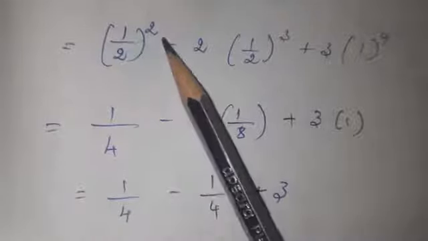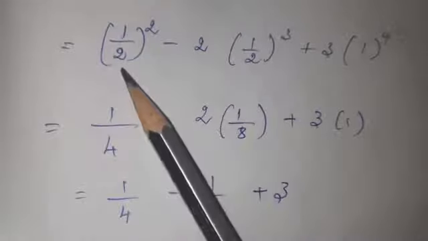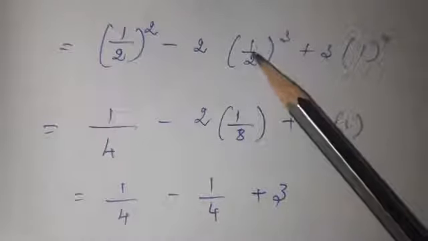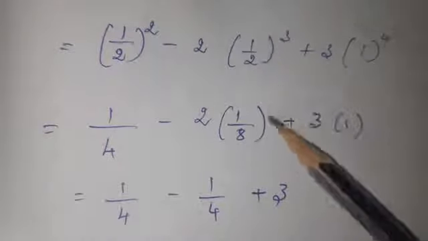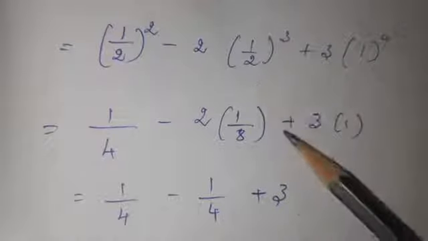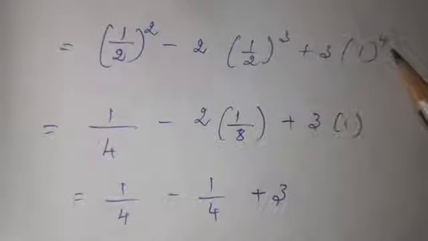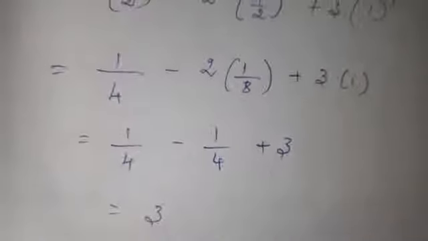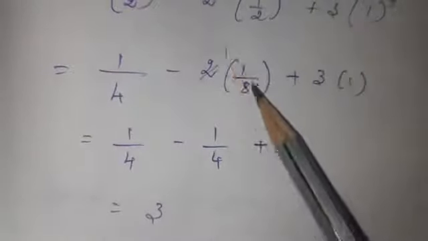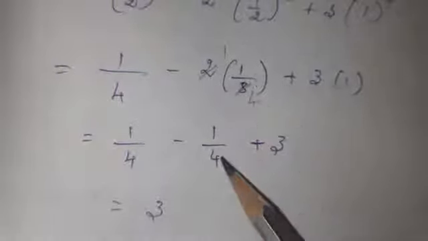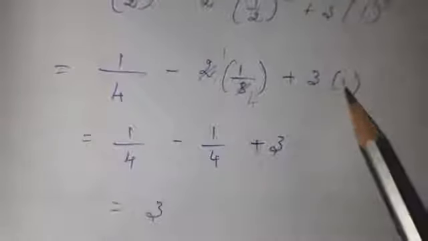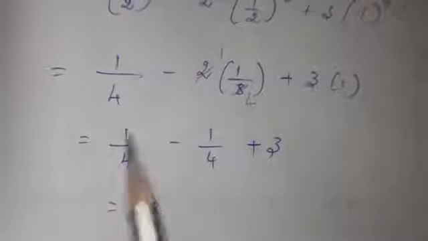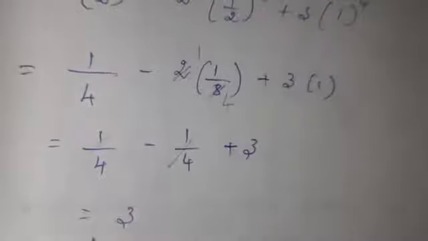1 by 2 the whole square: 1 into 1 is 1, 2 into 2 is 4, minus 2 into, here cube, 3 times you should multiply, 1 into 1 is 1, 2 cube is 8, plus 3 into 1 power 4, 4 times when you multiply you will get 1 only. That is 1 by 4, cancel this one: 2 is 1 time, 8 is 4 times. So 1 by 4 plus 3 into 1 is 3, 1 by 4 plus 3 minus 1 by 4, it gets cancelled, you will get the answer as 3.